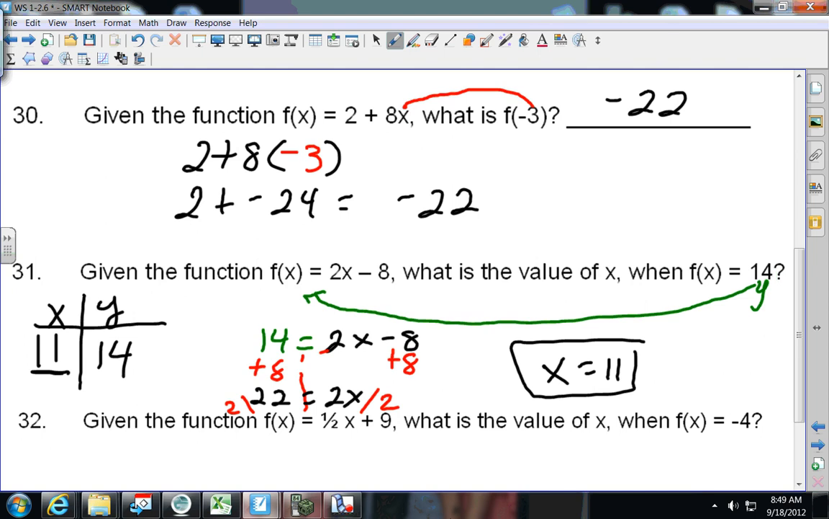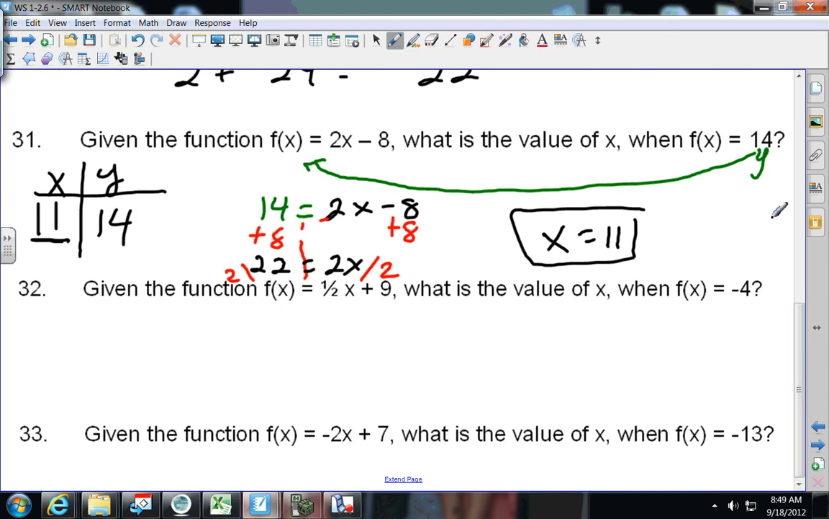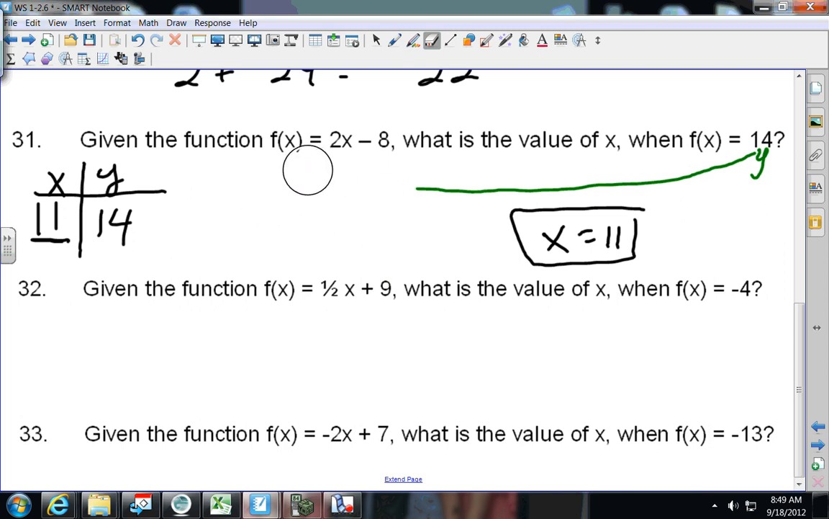Oops, let me move this down. Let's try the next two. If you haven't done them already, pause the video and come back and see how you do. On this one, I'm going to erase some of this up here. Let me fill that in so that if other people need it.